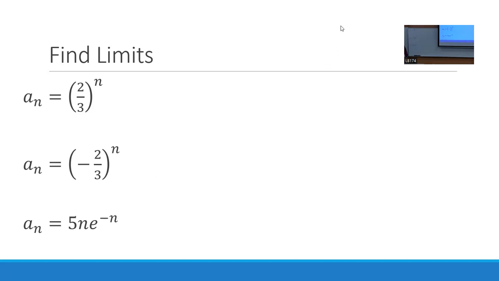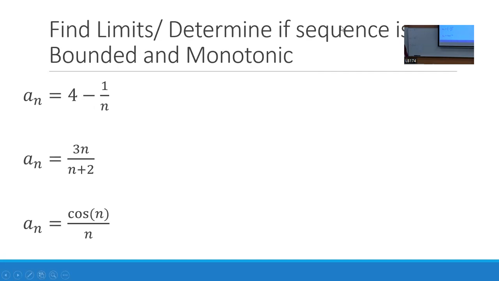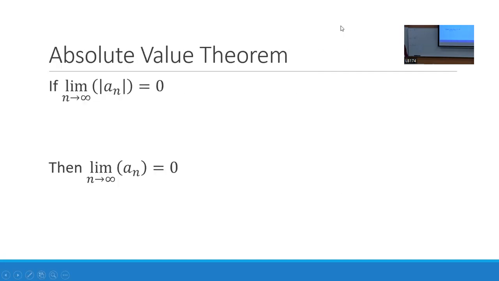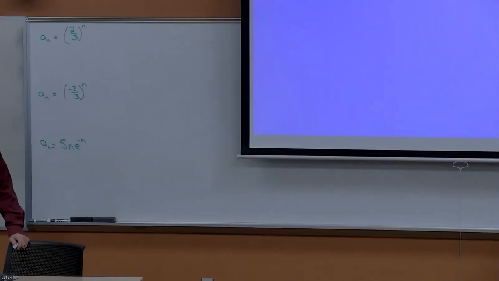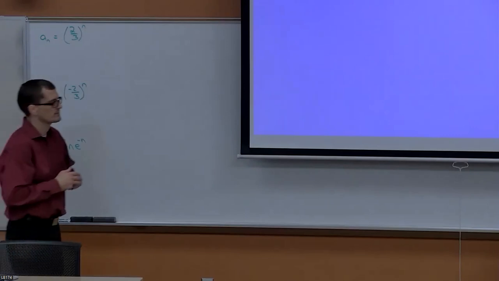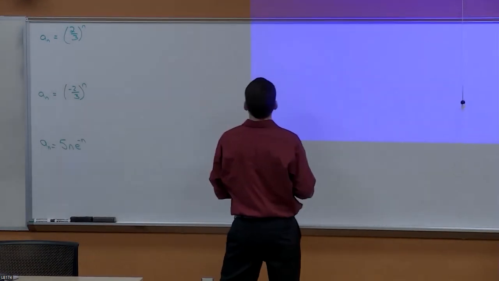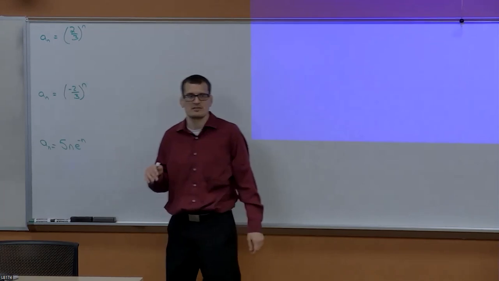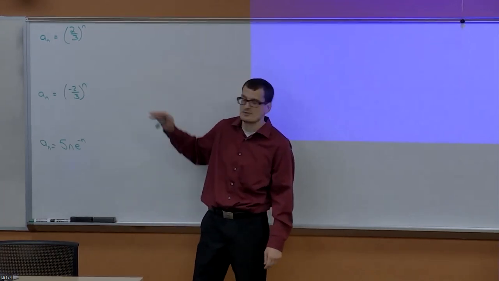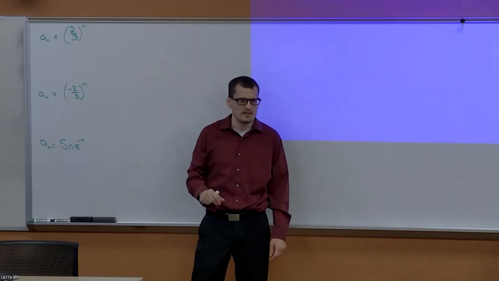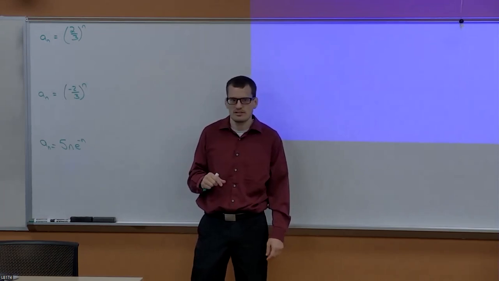We in fact won't use bounded monotonic stuff. That's not what we'll do. But on that second one, we will use the absolute value. We'll see that in just a moment. Does that work? So I want to go over these in particular because these are a type of sequence, these first two anyways, that is going to come up in the next part in 9.2.